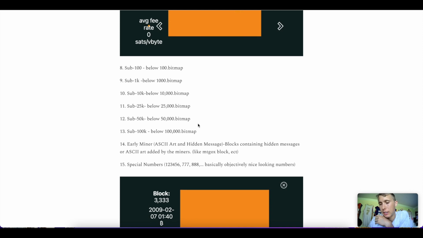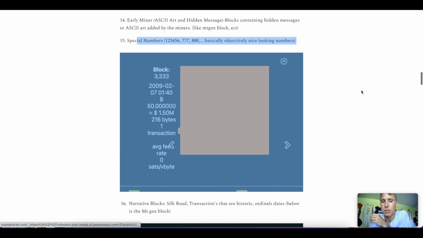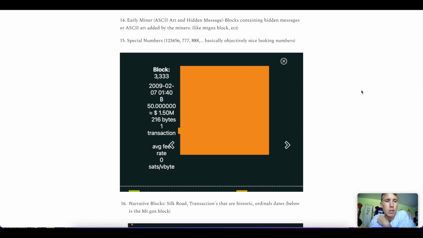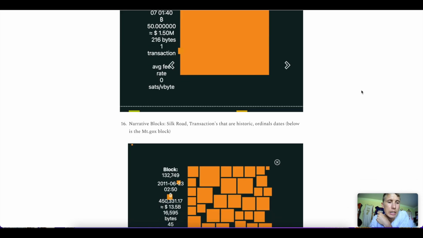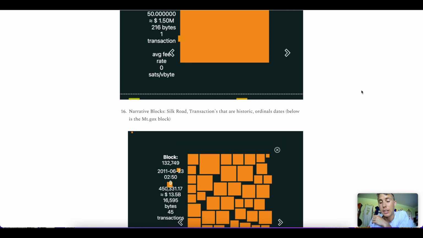But it's not as rare as the early blocks because there's always going to be more blocks that are minted. It's similar to the ENS names, like the 100K, 10K club, etc. Then you have the special numbers. These are just going to be ones that kind of look cool, like 333 or 7777 or, I don't know, something dumb like 69420. Just different blocks that are like that.